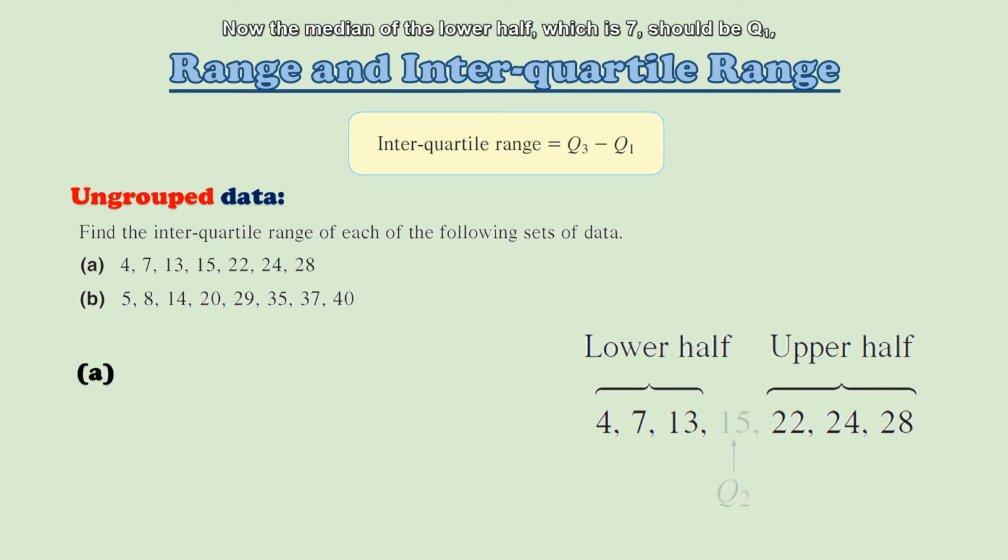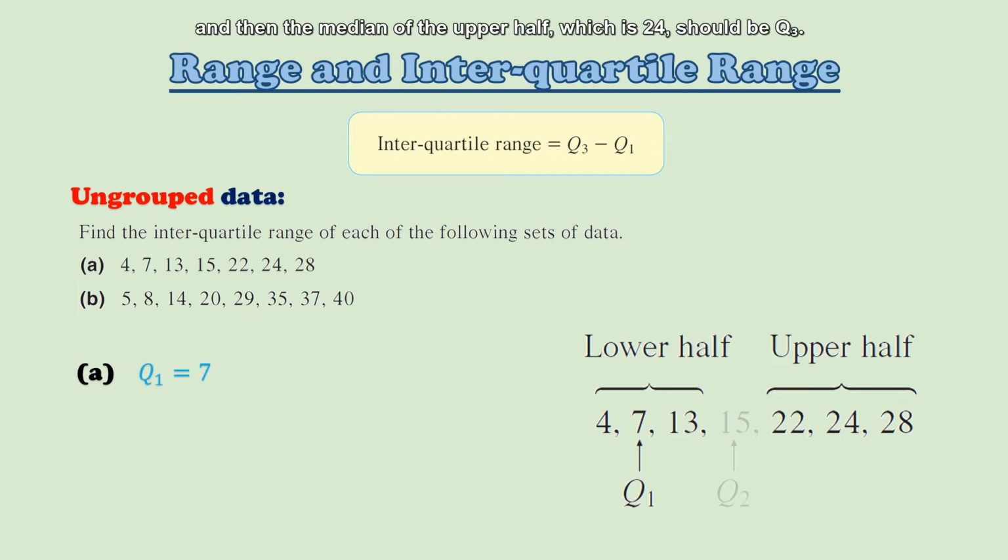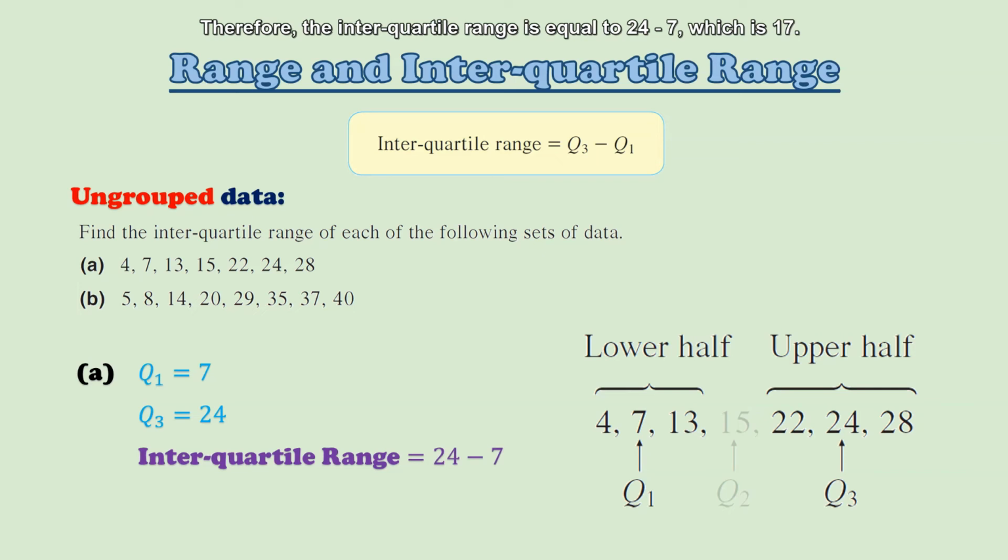Now the median of the lower half, which is 7, should be Q1, and then the median of the upper half, which is 24, should be Q3. Therefore, the interquartile range is equal to 24 minus 7, which is 17.